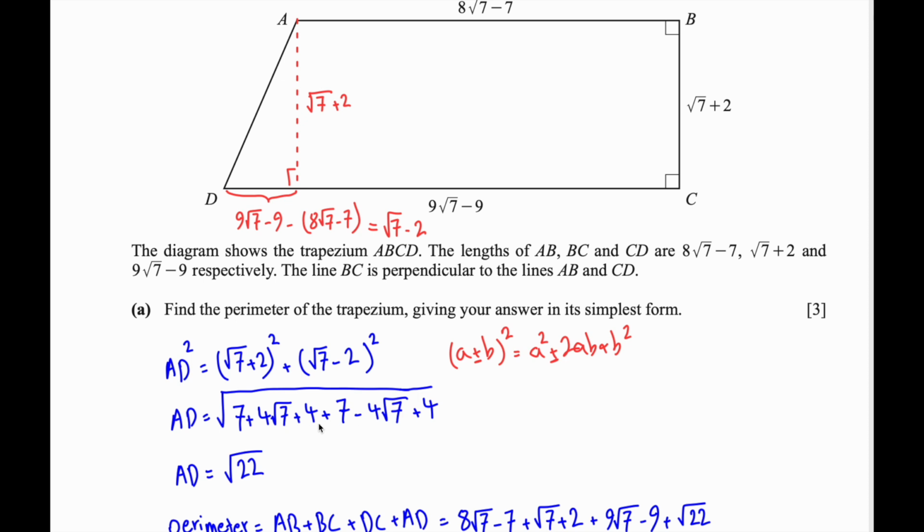You can combine the like terms and I get 22. The third term will disappear because the magnitude is the same. However, the sign is different. Therefore, I get AD to be square root of 22.